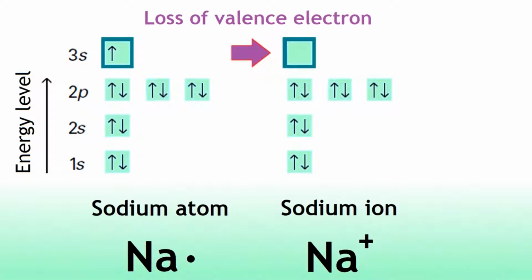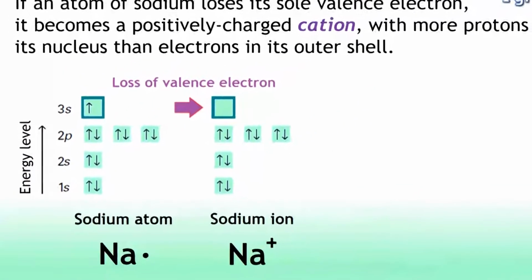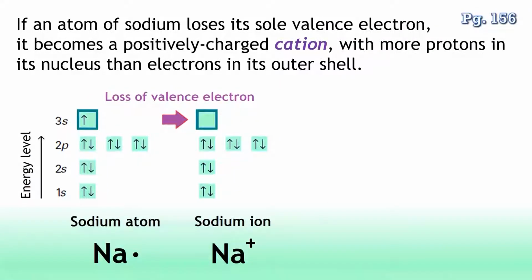And the forces tend to act to cause sodium to lose that valence electron. And you see that the box is now empty. And so this is no longer a sodium atom with an equal number of protons and electrons. It's a sodium ion with an overall charge of +1 because it has more protons in its nucleus than electrons in its outer shell.